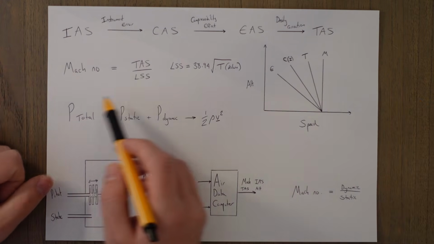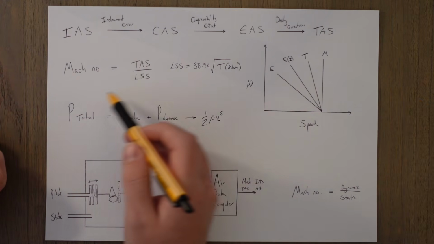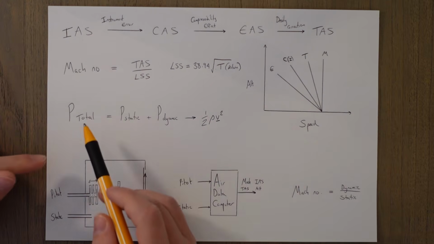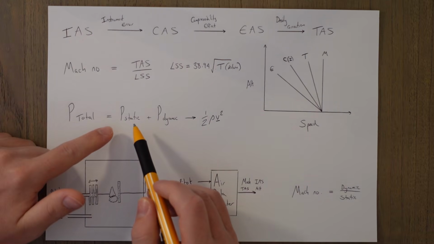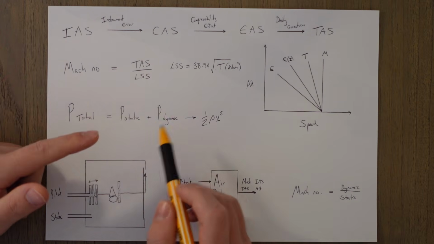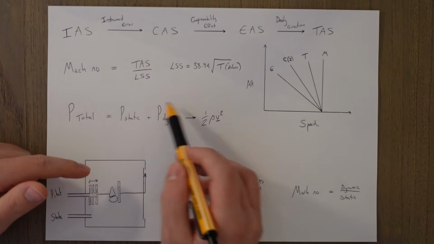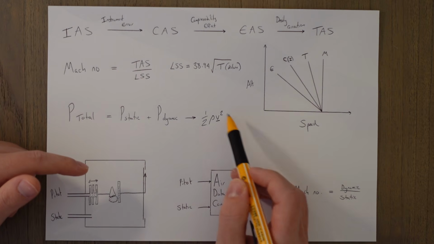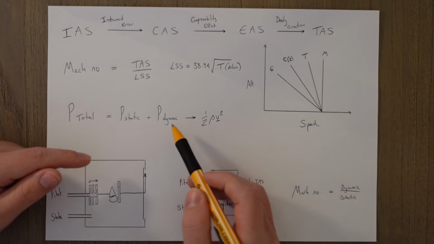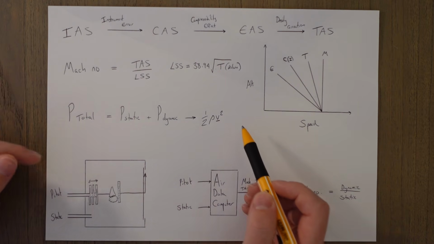The formula that is the fundamental principle behind airspeed indicators is that the total pressure measured by the pitot tube is the static pressure measured by the static ports plus the dynamic pressure. That's sort of the unknown value. It's referenced and related to the speed. So by measuring the dynamic pressure, we can get a value for the speed.